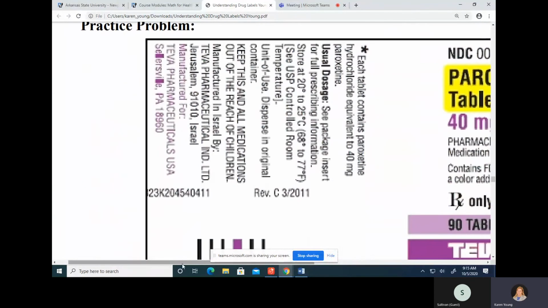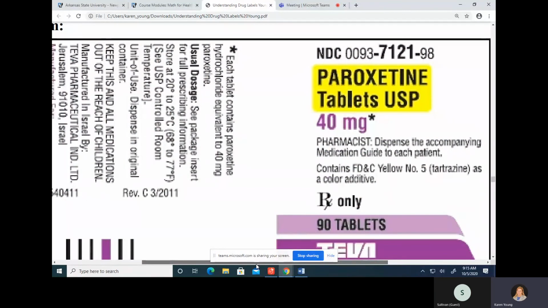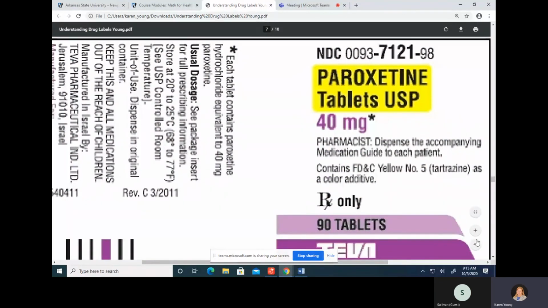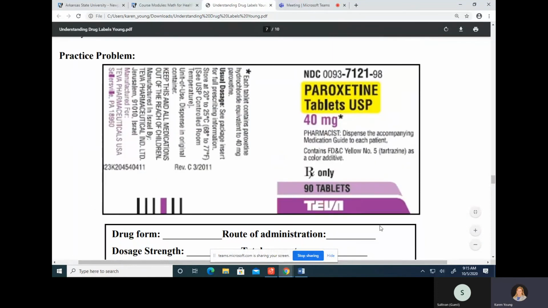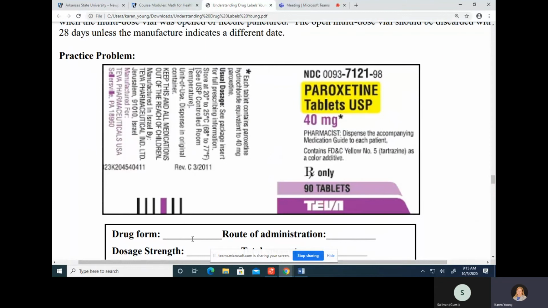Here's our practice problem. All right. So this one's got it kind of different. It's not asking for the name of the drug, but what's the drug form? Tablets. What's the route of administration? Orally, by mouth. If it's a tablet and it doesn't say suppository tablet, then it would be orally. So tablets, capsules, caplets, unless specified otherwise.